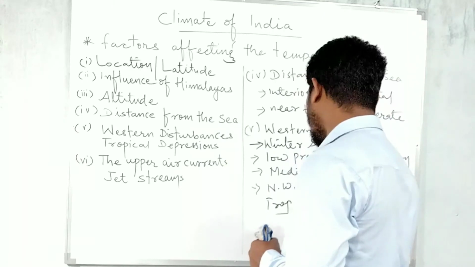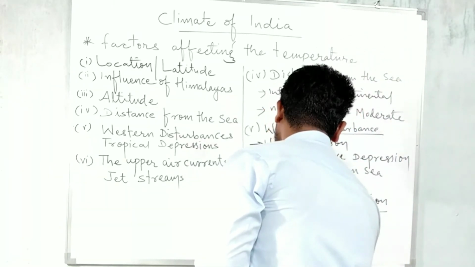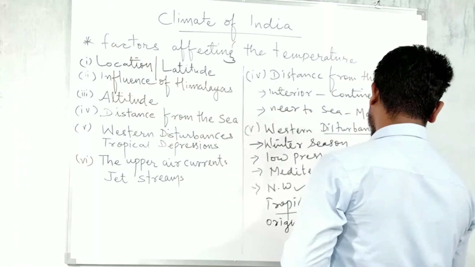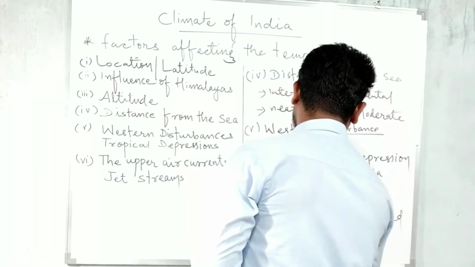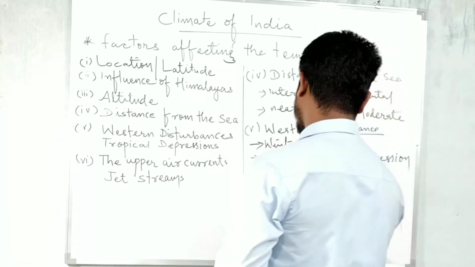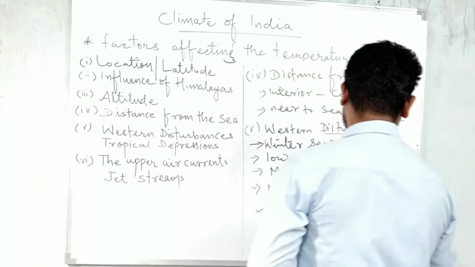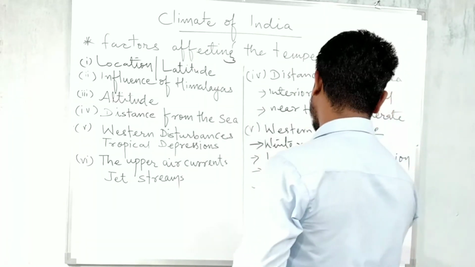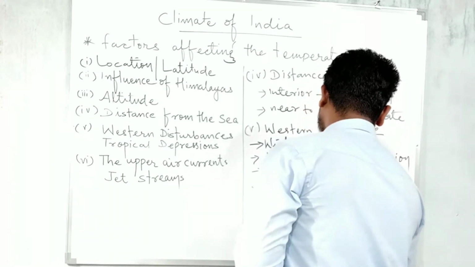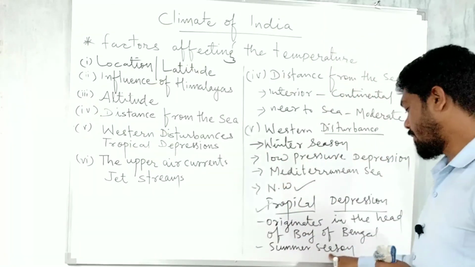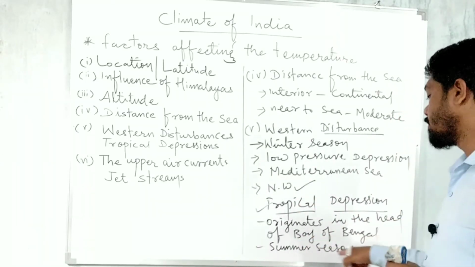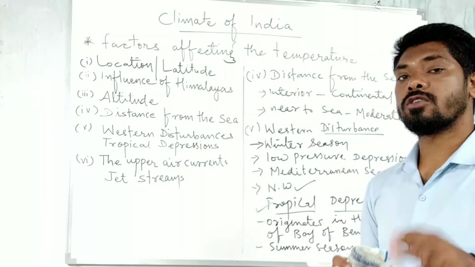So this originates in the head of Bay of Bengal, right? They originate in the head of Bay of Bengal, and they occur during the summer season. See, this is during winter season, this is during summer season. So that is how these low pressure depressions originating in the head of the Bay of Bengal bring huge loss of life and property.